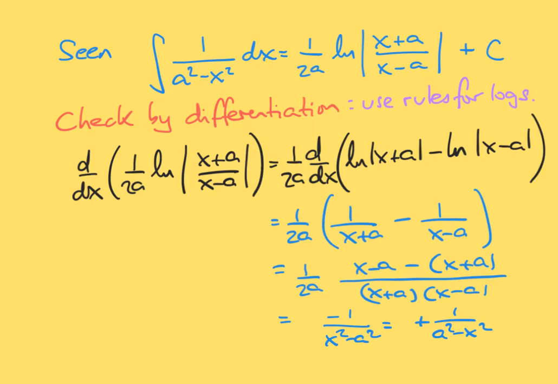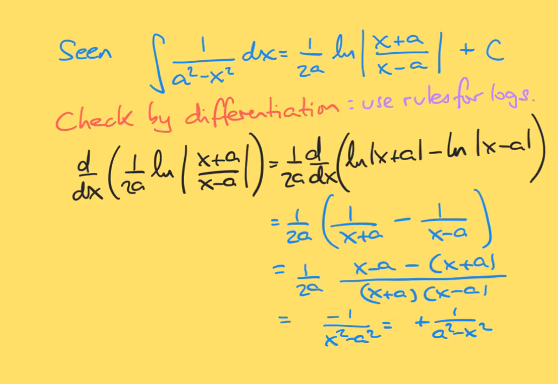So we've got a 1 over 2a in front. We'll just pull that through the derivative. And then we've got the logarithm of x plus a over x minus a. And we can write that as the log of x plus a minus the log of x minus a. Now we differentiate. It's very simple. Use the chain rule. 1 over x plus a times the derivative of that, which is 1, minus, and then the derivative of this is 1 over x minus a times the derivative of x minus a, and that's 1 again.